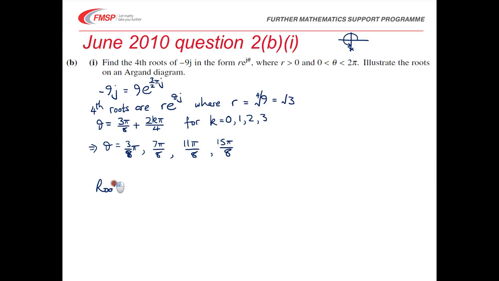And our roots, in the form that we're required to write them, are root 3 e to the j 3 pi over 8, root 3 e to the j 7 pi over 8, root 3 e to the j 11 pi over 8, and root 3 e to the j 15 pi over 8.